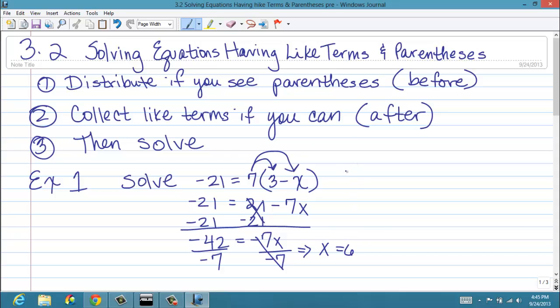It's really important that you remember to check your solution as well. So we go back: negative 21 equals 7 times the quantity of 3 minus 6. We need to see if we'll get a true statement. So bring everything down. Do what's in the parentheses first. 3 minus 6 is negative 3. So 7 times negative 3. That's what I have there. Negative 21 equals negative 21. It checks out, so we know we did the problem correctly.